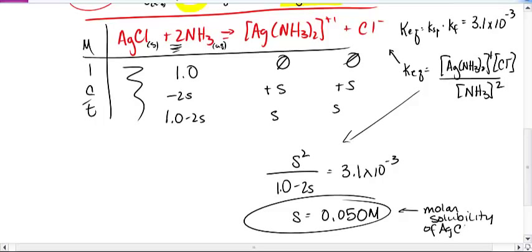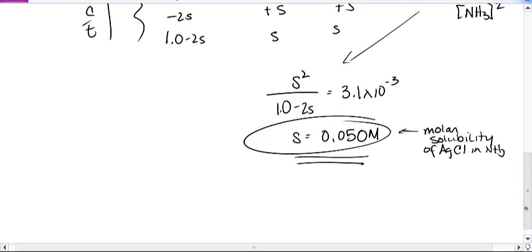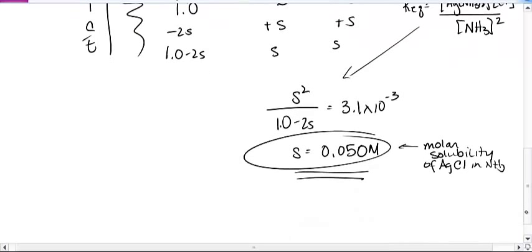of AgCl in that ammonia solution, which is a greater molar solubility than we got in water, even if we had used the correct value. It's definitely more soluble in ammonia. It dissolves better, and it dissolves better because it forms this complex ion with this very large Kf value.